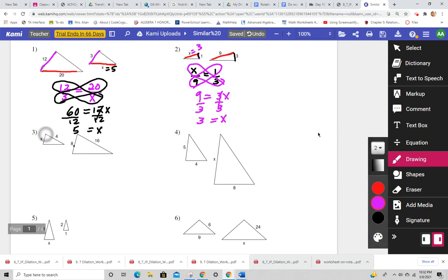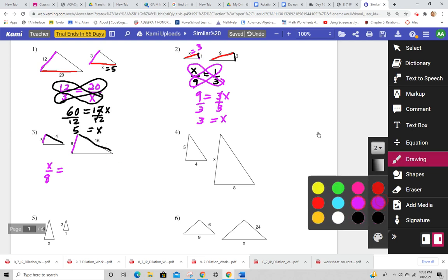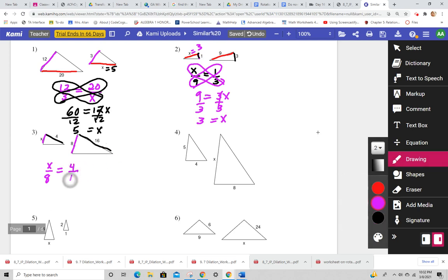All right, so this side corresponds with this side. So I can say x over 8 equals, this side corresponds with this side, 4 over 16. Take the cross product. 8 times 4 is 32. And x times 16 is 16x. Divide both sides by 16. And x equals 2. So this side here is 2.